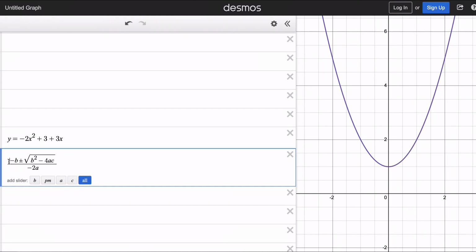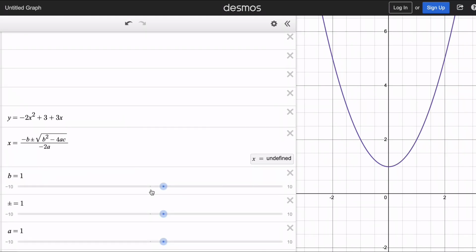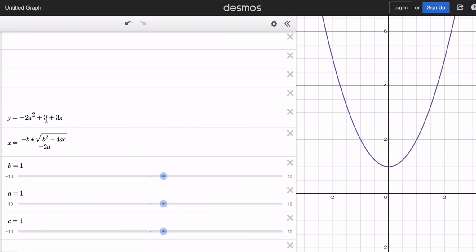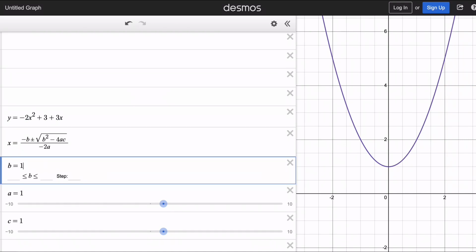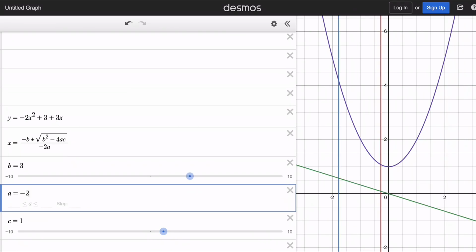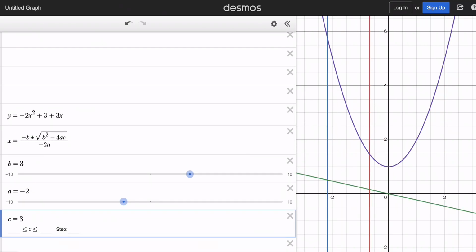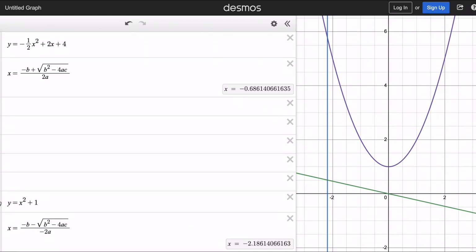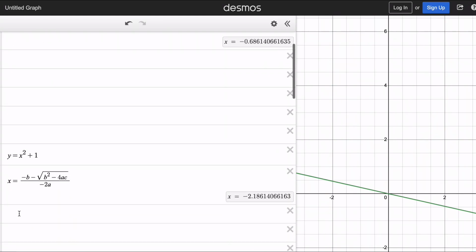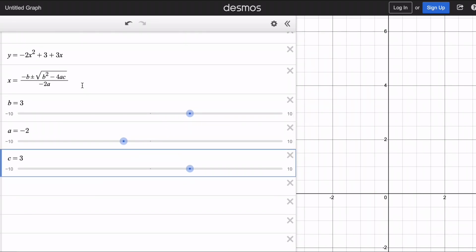And therefore, delete. Here, for this one, we know that x, as we told before, is still the same. We just have to replace the numbers in it: 3, negative 2, and 3. Oh, wait. Let me just show this.